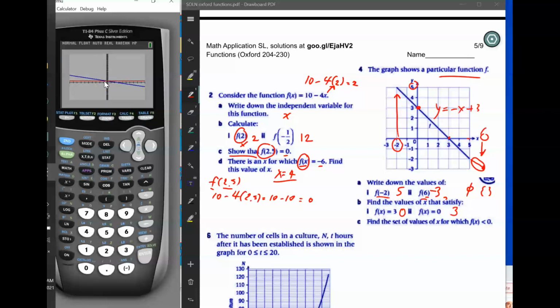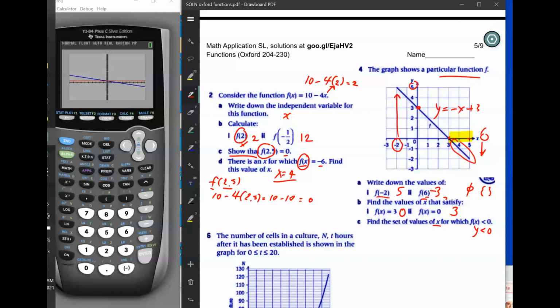Find the set of values of x for which f of x is less than 0. Okay, so that means that y is less than 0, which means the height is negative, which means it would be the values over here, right? So what are the values of x which make it less than 0? So that would be these values here, right? And I don't know if it goes on forever or not. I'm guessing it doesn't, but okay. So let's assume that it doesn't go on forever.